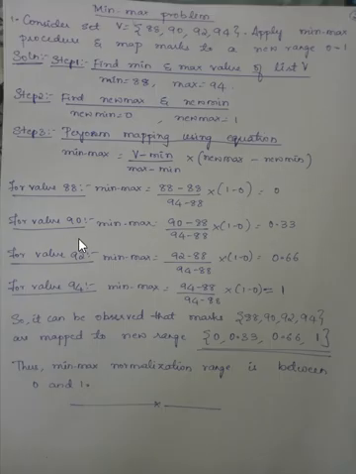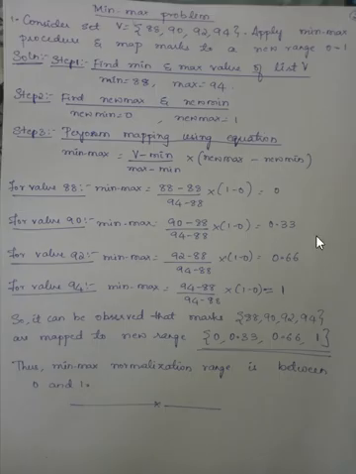For next, repeat the same thing. For value 90, it repeats the same thing. Everything else remains the same, just the V value keeps changing. Because min would be 88, max would be 94, new max is 1, new min is 0. The only thing that changes is the V value. Here it is 88, here it is 90, next 92, and this is 94.